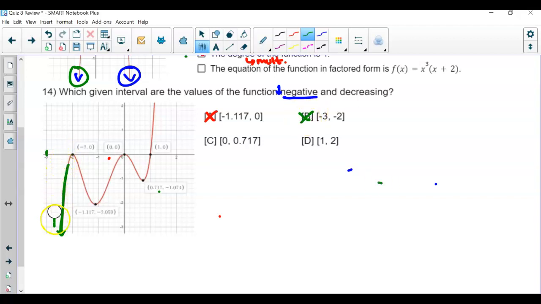Now let's check C. So C is focusing on from 0 to 0.717, which is right here. So this point starting at 0. So it's this section of our graph. So notice how, again, below the x-axis, so the values are negative, reading left to right, what direction is our graph going? It's going down now. It's decreasing. So that's why the answer was C. So then just to make sure, for those who looked at 1 to 2 for D, notice how this part of the graph is positive because this portion is above the x-axis. So that's why here the answer was not D.